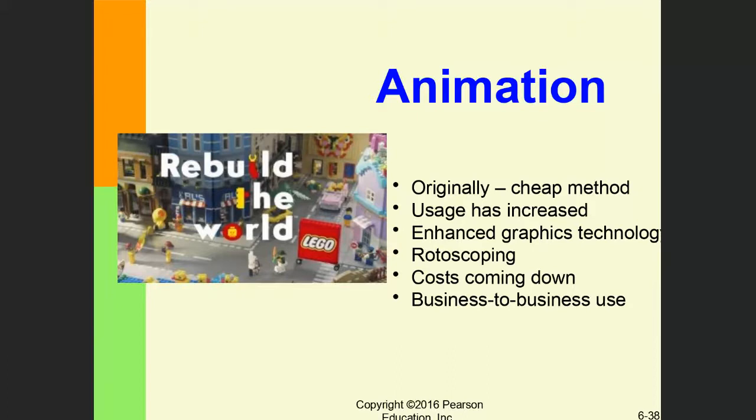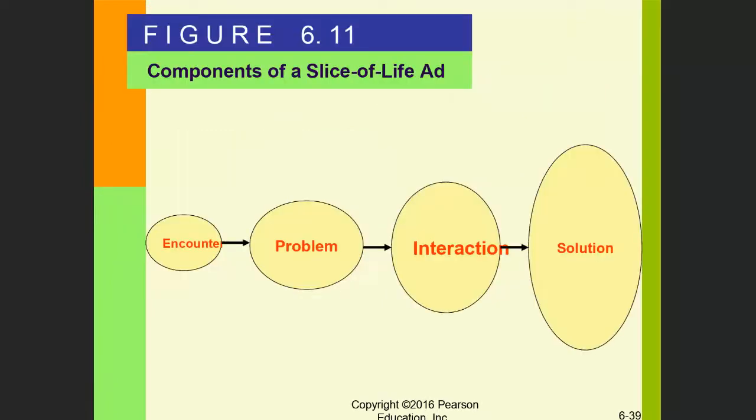Because as we discussed before, B2B products are usually not very interesting, and they have a lot of details and a lot of specs and so on. So animation is one way that you can use for executing your campaign.